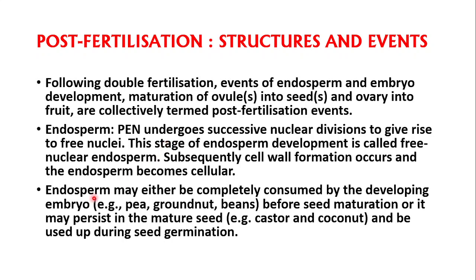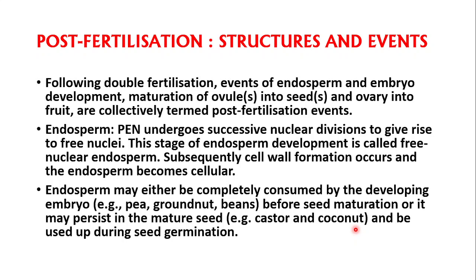Okay, and look at the last point. Endosperm may be either completely consumed by the developing embryo before the seed maturation, or it may persist in the mature seed. Very important point here. The endosperm which is formed may be completely consumed by the embryo, or it may even be retained. In case of pea, groundnut and beans, it will be completely consumed by the developing embryo. But in case of castor and coconut, the endosperm will not be completely consumed, but it will be retained.